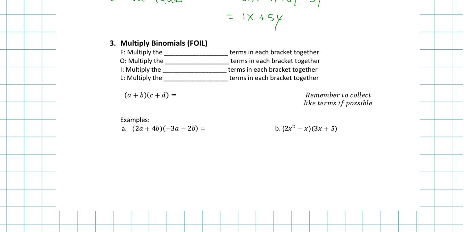Okay? We call this first. So multiply the first terms. Okay? So that's going to be AC. Then we're going to multiply the outer terms. So the terms that are from the outside of the bracket. Okay? So if you're looking at the outer terms here, they're going to be A and D. Right? So these are your outer terms.